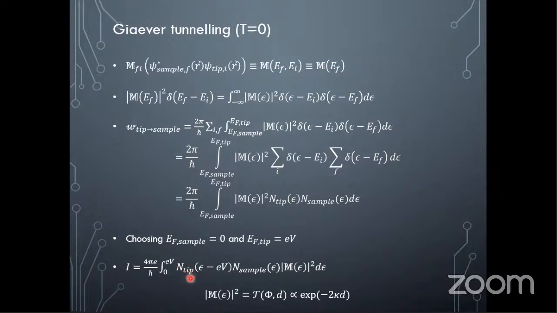Now, the current turns out to be this formula here. There are the density of states of the tip, the density of states of the sample, and the matrix element, and the summation is over 0 to EV. This matrix element is the one which controls the amount of tunneling, which is proportional to exponential minus 2 kappa d. This term has occurred before. We recognize this.